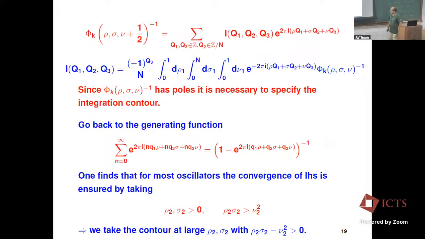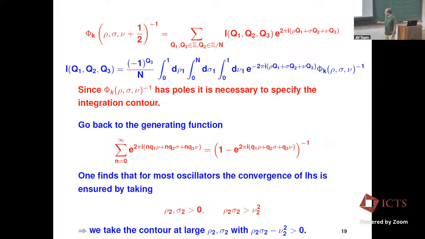For this, you have to go back to the generating function and see where the generating function converges. This I'll elaborate later in some more detail. So you have to go back to the generating function, see where it converges, and choose the integration contour in the region where the generating function converges.